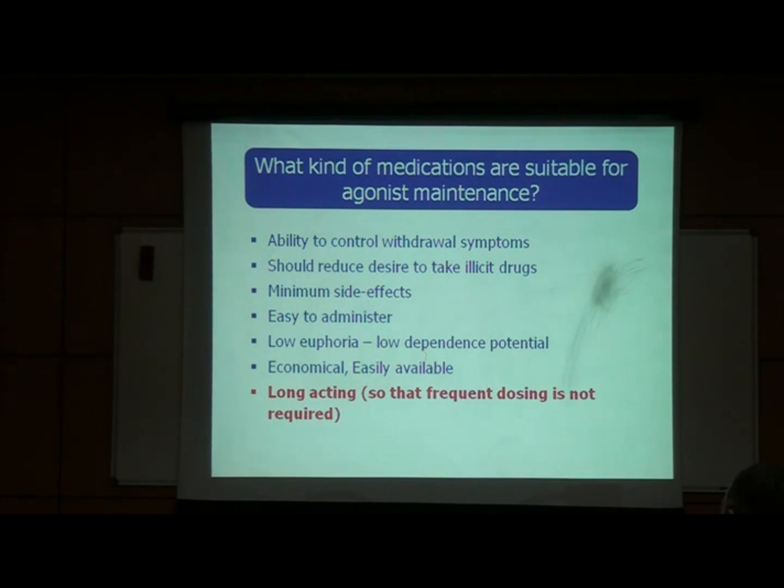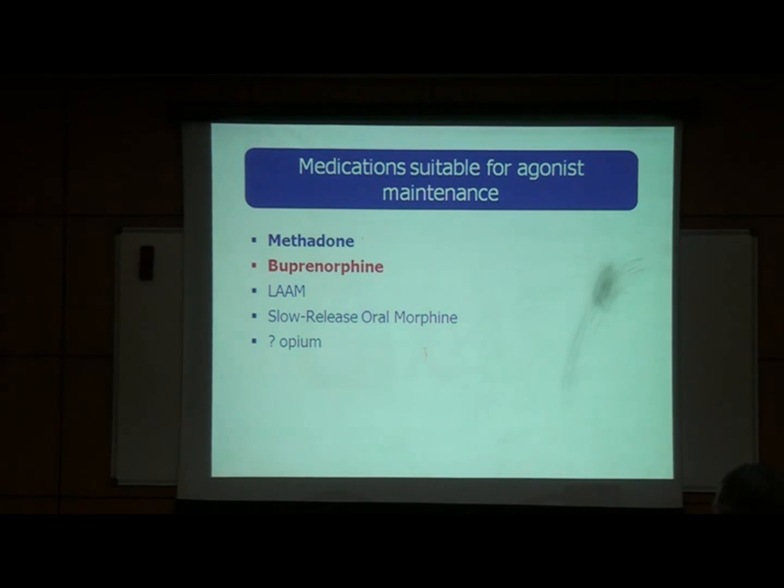Person was taking illegal drugs 3 or 4 times a day. If your medicine also has to be taken 3 or 4 times a day, he cannot be productive. The idea is that you give him a medicine which he has to take just once in a day, and then he is free throughout the day to engage in productive work, to look after his family, to become a productive citizen of the country once again. So that's the idea behind using these medicines, and these are the medications which have been found suitable, used the world over for agonist maintenance or opioid substitution treatment.